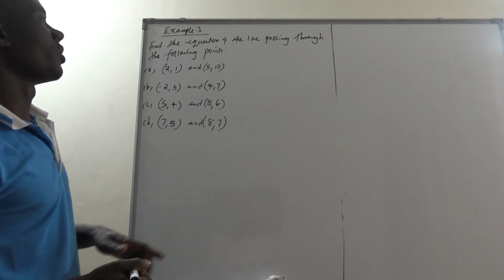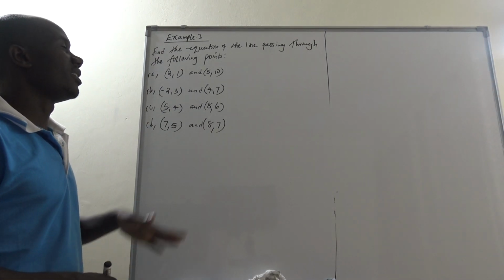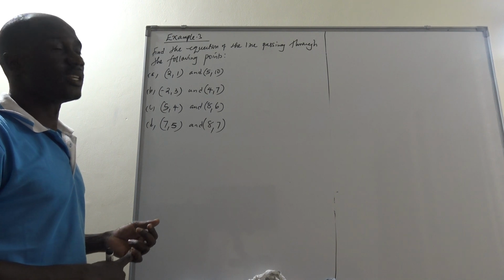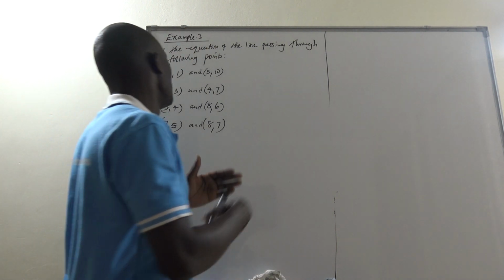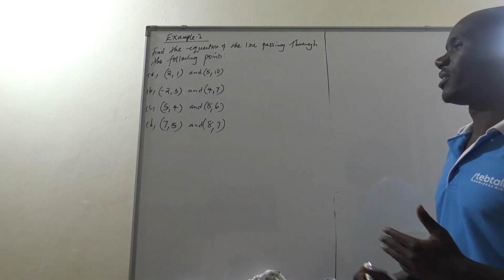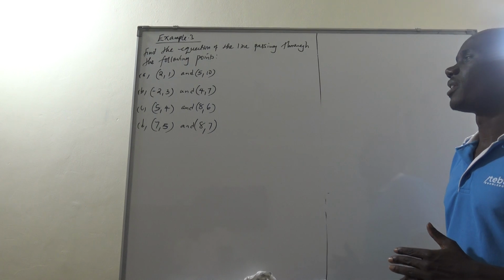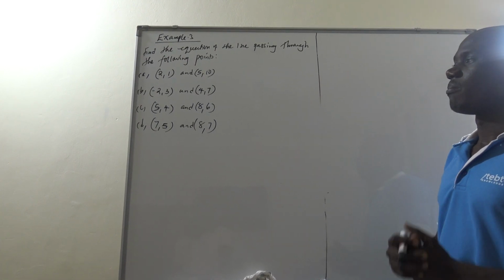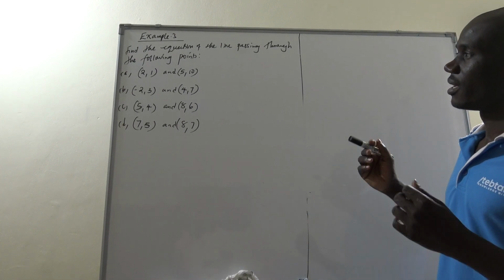So we are still moving on with coordinate geometry on how to find the equation of the line, and we are moving to case 3, which says: find the equation of the line passing through the following points. Part A is (2, 1) and (5, 10). Part B, (-2, 3) and (4, 7). Part C, (5, 4) and (8, 6). Part D is (7, 5) and (8, 7).